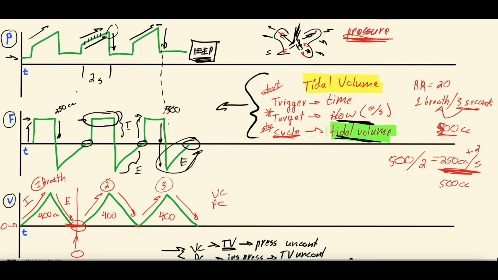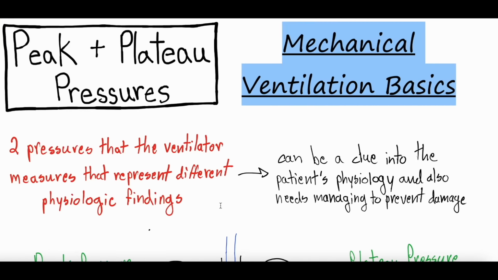All right, so this is very characteristic of volume control. You get this flat top at your flow scalar, you get this ramped up pressure scalar, and then the volume scalar is pretty constant between pressure control and volume control. It's pretty constant. So, peak and plateau pressures.